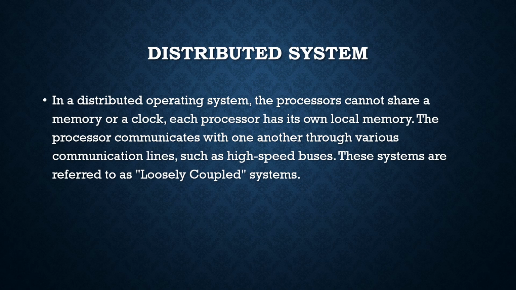Now let us see distributed system. So in a distributed operating system, processors cannot share a memory or a clock. Each processor has its own local memory. The processors communicate with one another through various communication lines such as high-speed buses. These systems are referred to as loosely coupled systems. Some of the advantages are, if multiple sites are connected by high-speed communication lines, it is possible to share resources from one site to another.